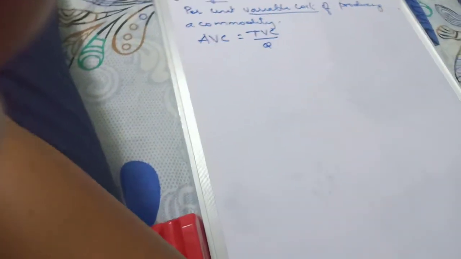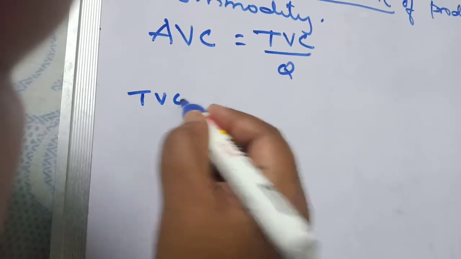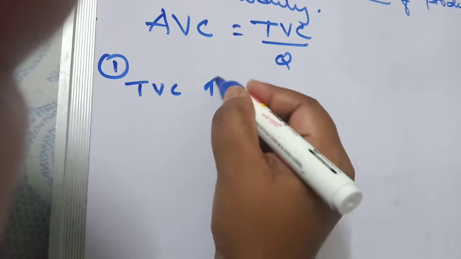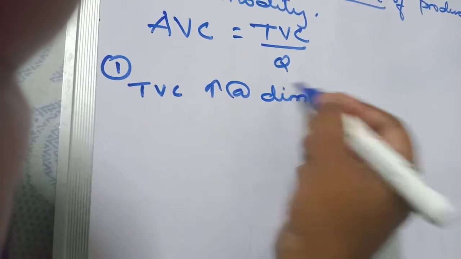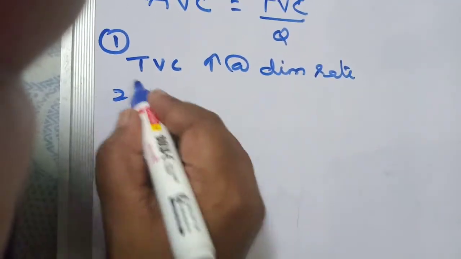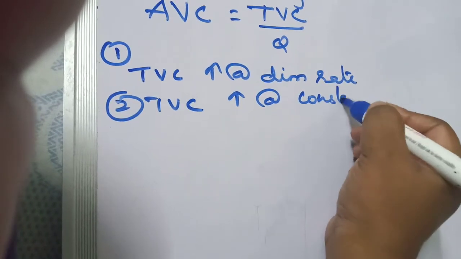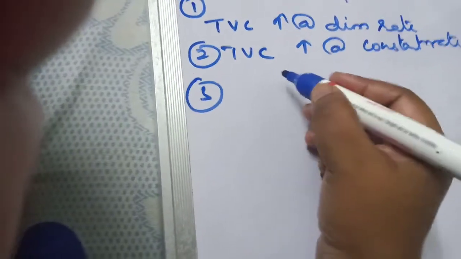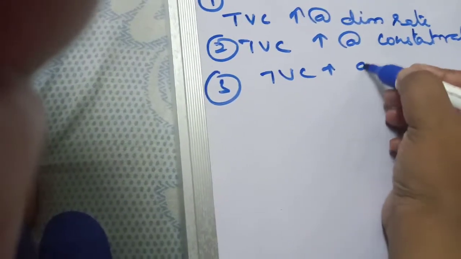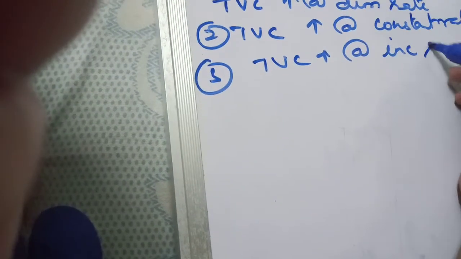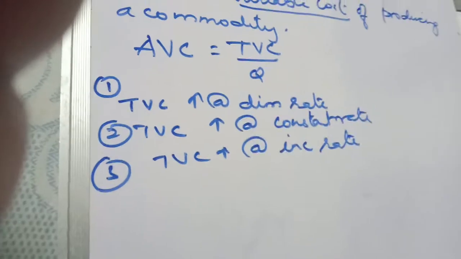Okay, so let's just imagine how this AVC curve is going to be like. You know that TVC first increases at diminishing rate. Then TVC increases at constant rate. And third, it increases at increasing rate. We've all done that in the previous class. Now we're going to see this part by part.